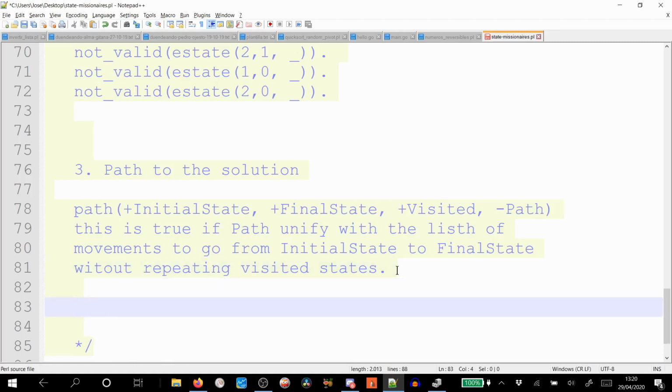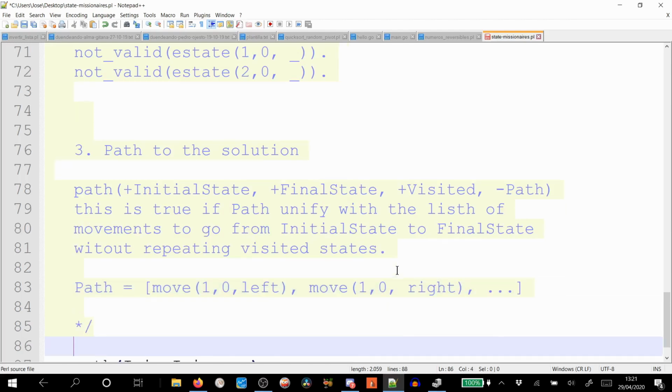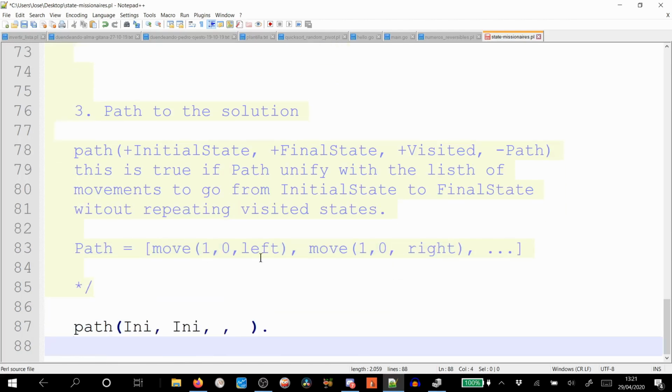An empty list? Yeah. Here I'm going to write one example. For example, a path would be something like a list of moves: move 1, 0 to the left, another move 1, 0 to the right, and so on. That will be something like that. That will be the solution: a list of movements.